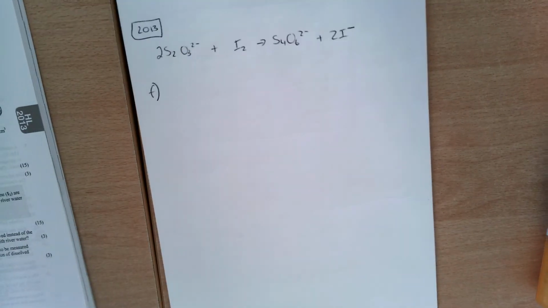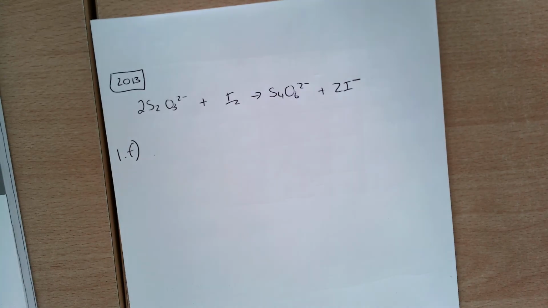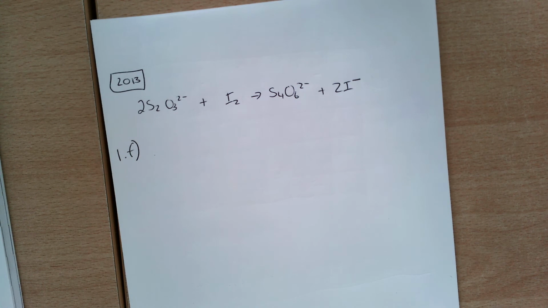Okay, so still looking here at 2013. I'm just going to have a look here at part F. What we're asked for here then is to calculate the concentration of iodine in the sample bottle in moles per litre. So I'm just going to have a look at what I have.